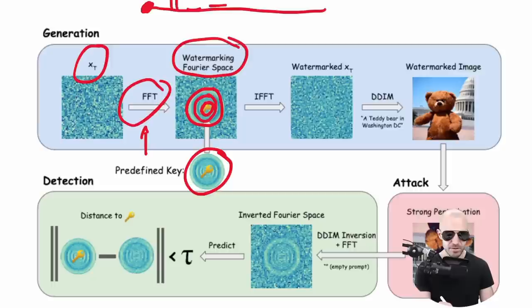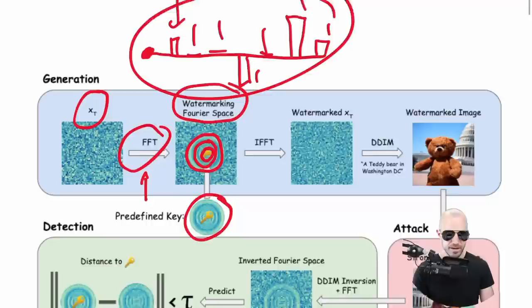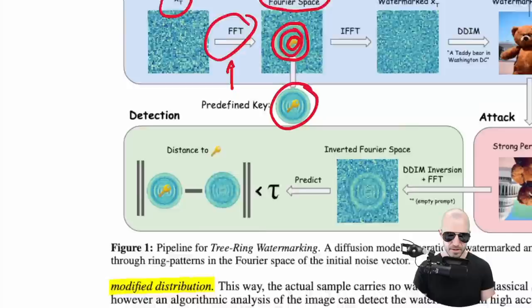Like that, sorry, that pattern here, that would be your key. So your key would be these values right here, like 1, 0, 0, -2, 0, 3, 1. And you imprint that onto the latent space as these rings in Fourier space. The reason why it's rings is because in Fourier space, if you have a ring marking, then you are invariant to certain perturbations, and they define that down here.